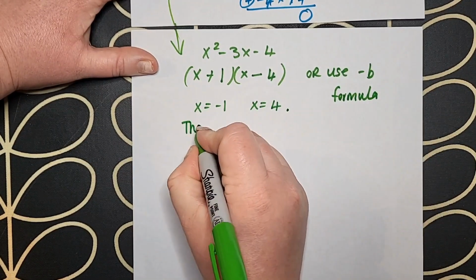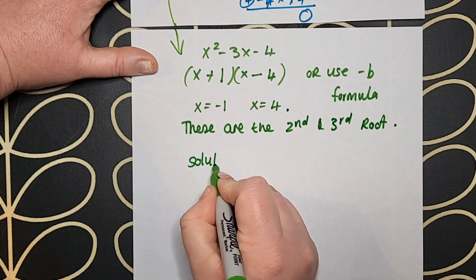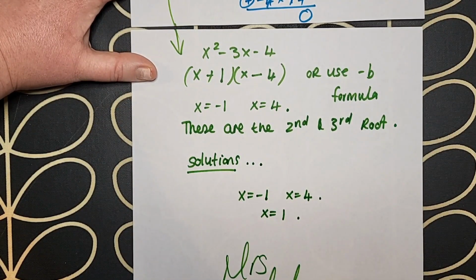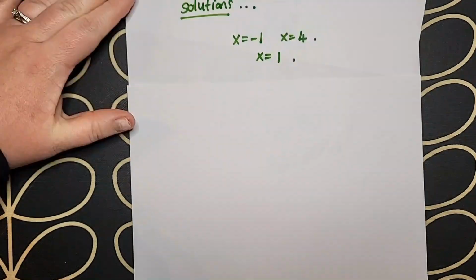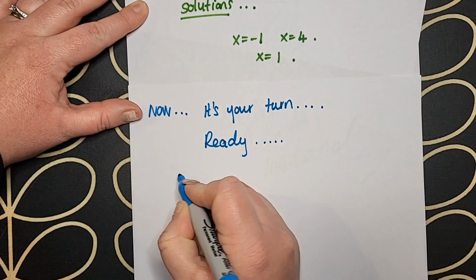So once we've done that, we take the quadratic that was at the top and we factorize it in order to solve. You can also use the minus b formula here. There is no problem. And you end up getting x equals minus 1 and x equals 4. So there are 3 solutions to that answer.